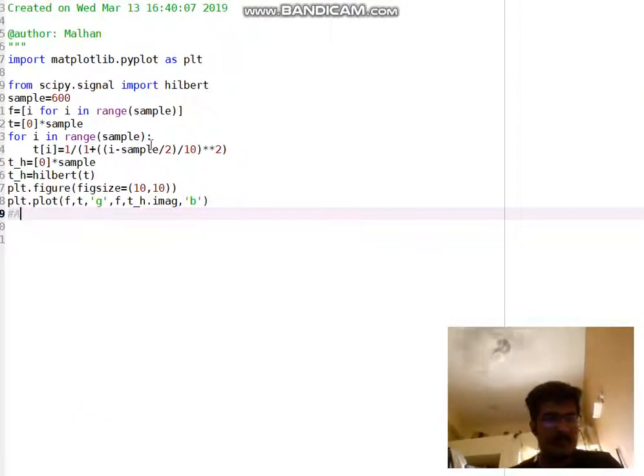The second part of our experiment includes making a signal which is 1 by 1 plus t square. The signal will be an even signal, symmetric about the y-axis. And the property of the signal is that the signal attains its maximum when the Hilbert transform reaches 0. Let's look at the signal and its Hilbert transform.